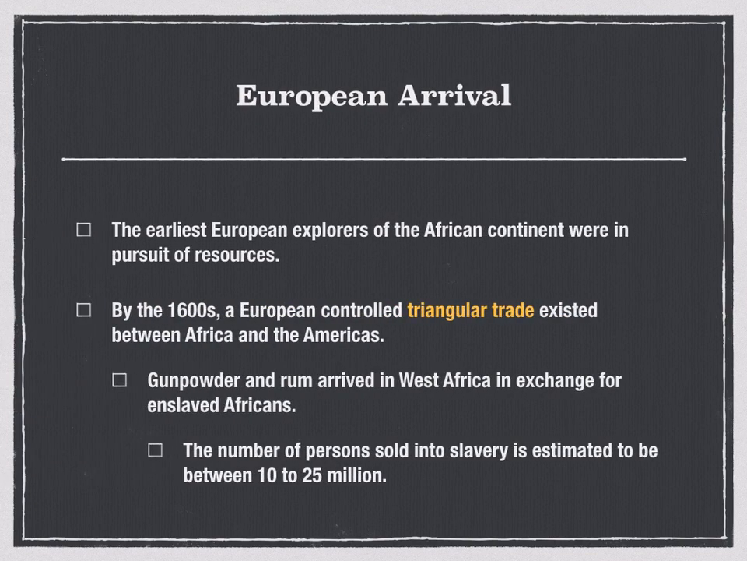European arrival. The earliest European explorers of the African continent were in pursuit of resources. By the 1600s, a European-controlled triangular trade existed between Africa and the Americas. Gunpowder and rum would arrive in West Africa and be exchanged for enslaved Africans. The number of persons sold into slavery is estimated to be between 10 to 25 million.